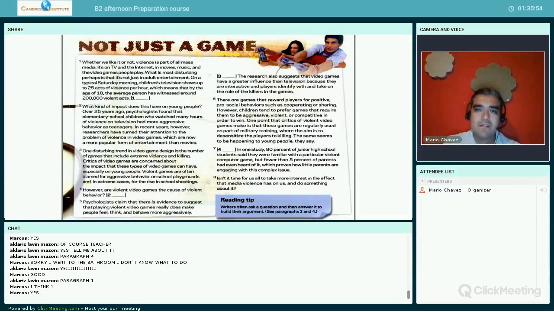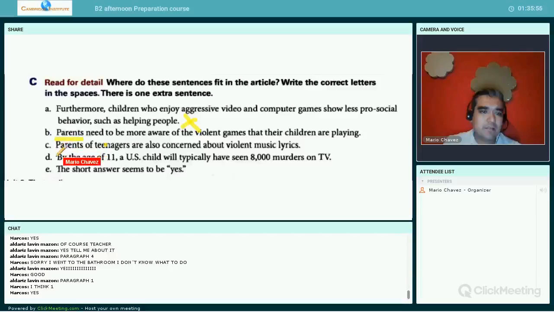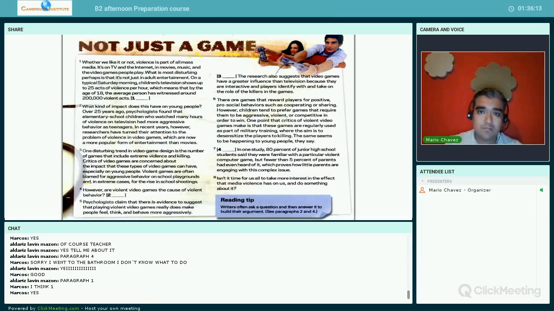Very good. All right. Now let's go for the letter D. By the age of 11, a US child will typically have seen 8,000 murders on TV. Where do you think it can be? It says typically seen 8,000 murders. It can be number two or number three because number one and number four are done. So what do you think?